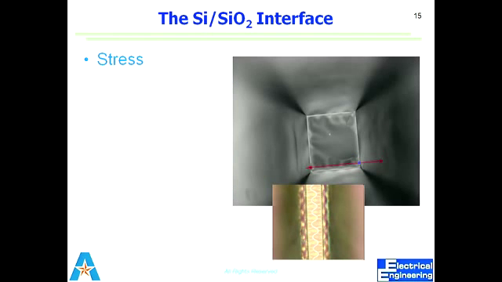So we'll talk about the stress and why the stress is there, and what the 2 different types of stress are at the interface of silicon and silicon dioxide. But the time is up, so we'll be discussing it next time.